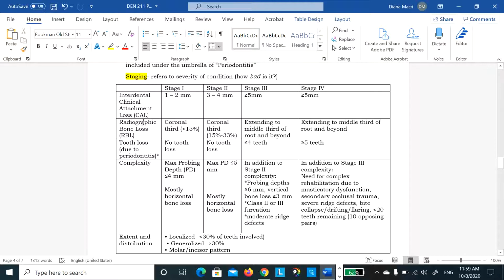The next thing in the staging that we're going to have to identify is if there is radiographic bone loss. And this is what I was showing you guys before with the radiographs. We need to know if it's at the coronal third. The coronal third refers to the amount of bone loss closest to the crown of the tooth. That is the coronal third. So for stage 1, we have radiographic bone loss that is less than the coronal third, less than 15% bone loss, which belongs in the stage 1 category. If it's at the coronal third, it's up to 30%.